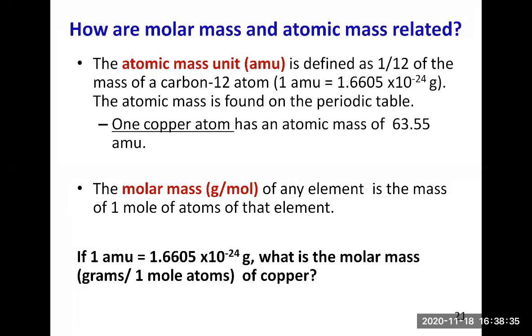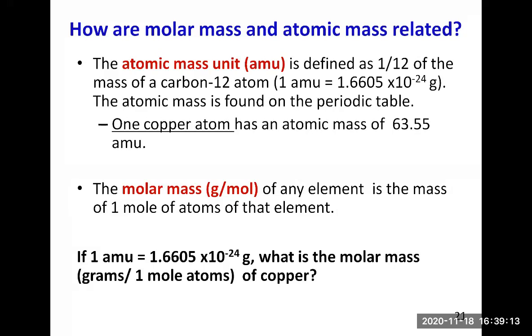So we have 63.55. In your calculator, you can do that. 63.55 atomic mass units. That's the mass of 1 copper atom. If you multiply this mass in atomic mass units by the number of grams per atomic mass unit, so you multiply 63.55 atomic mass units by 1.6605 × 10^-24 grams, that's the mass in grams of 1 copper atom.